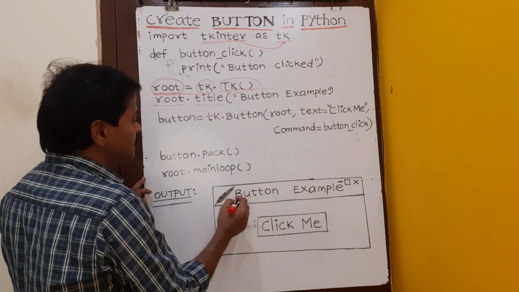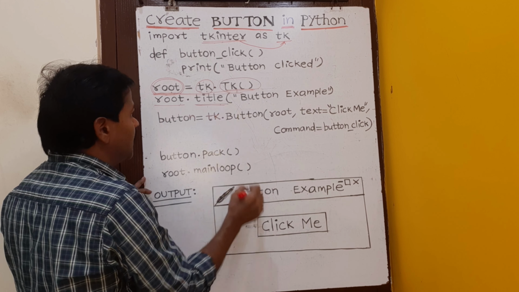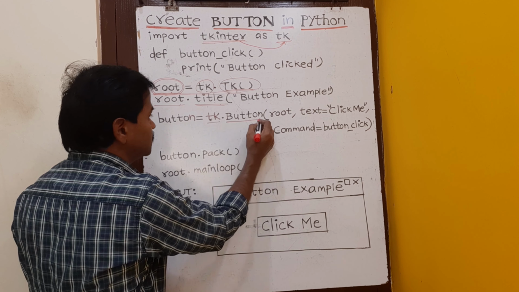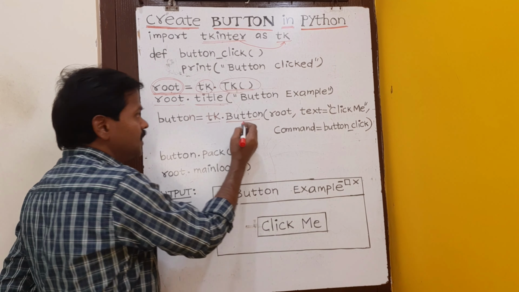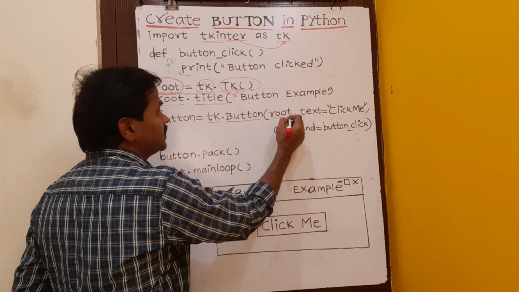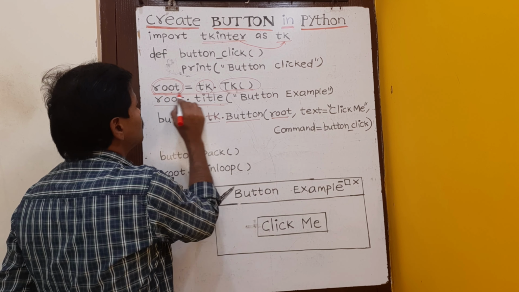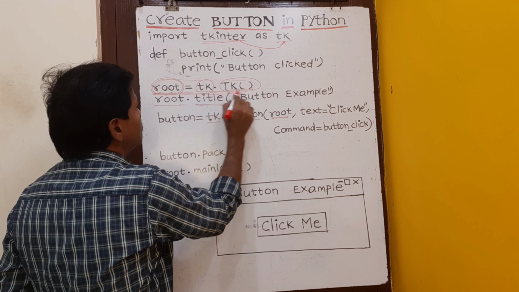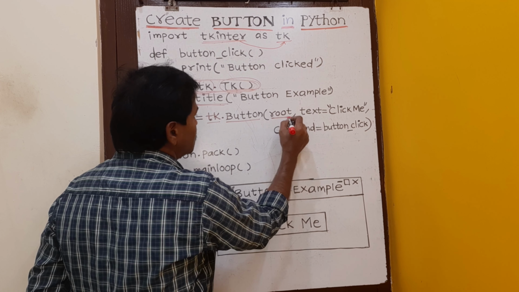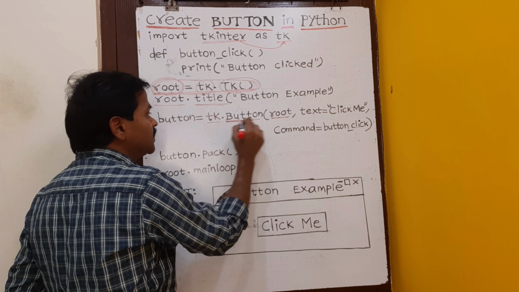First I created a title. After that, I'm going to create a button. So this is package dot method. What is the method? Button, capital B. This is the method where I'm going to create a button on my root window, on my root application. That is root. Root is tk. This is the creation of the root application, the main window. So we have to mention that on that root window, I'm going to create a button.